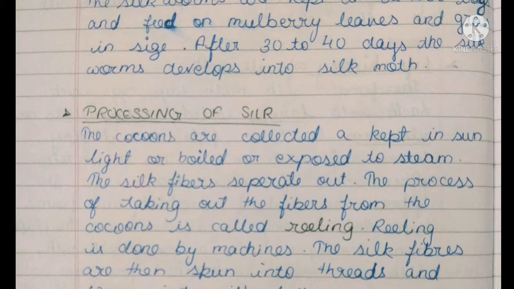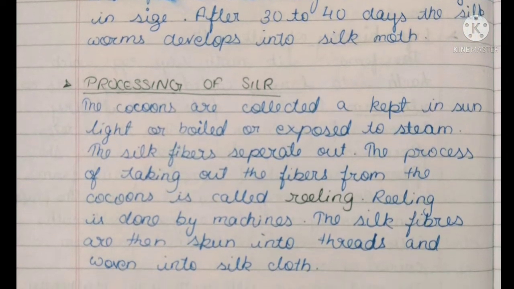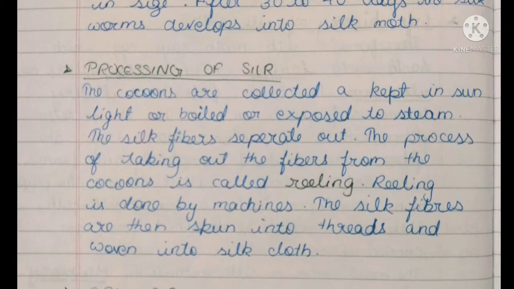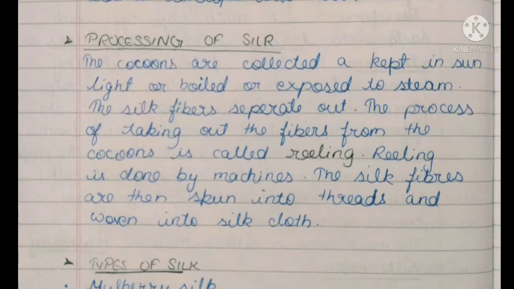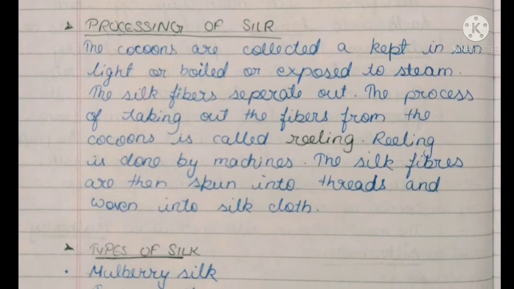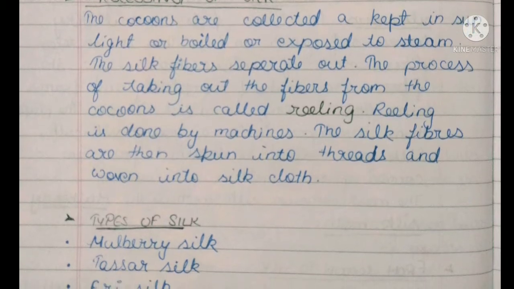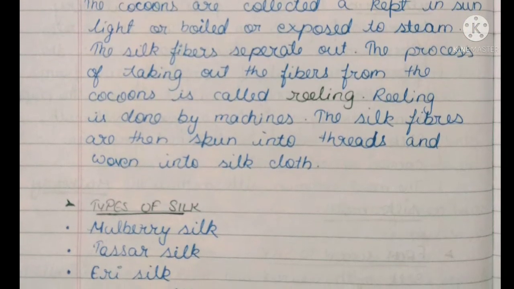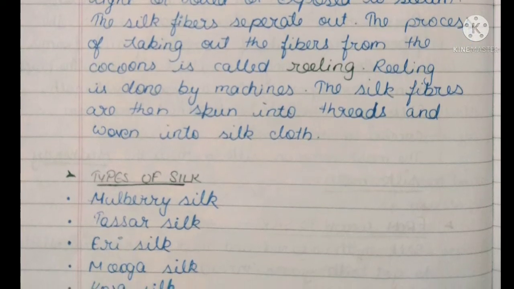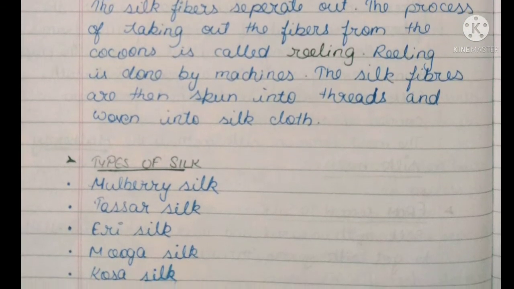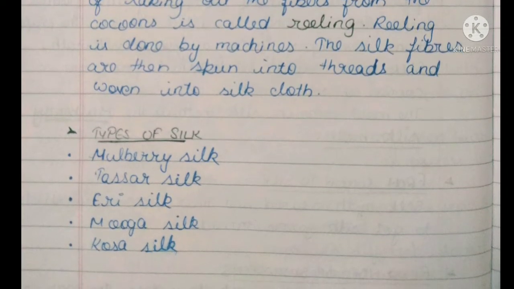Processing of silk. The cocoons are collected and kept in sunlight or boiled or exposed to steam. The silk fibers are separated out. The process of taking out the fibers from the cocoons is called reeling. Reeling is done by machines. The silk fibers are then spun into thread and woven into silk cloth. Types of silk. Mulberry silk, tassar silk, eri silk, muga silk and kosa silk.